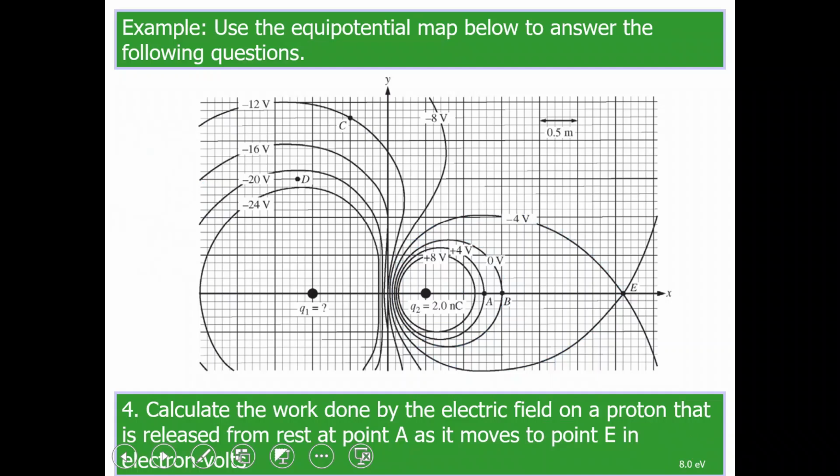All right, so this next one, we need to calculate the work done by the electric field on a proton that is released from rest at point A as it moves to point B. And we want to do this in electron volts, so we get a little bit of practice using that electron volt unit. So point A is here on the positive 4 volt line, and point B is on the negative 4 volt line.